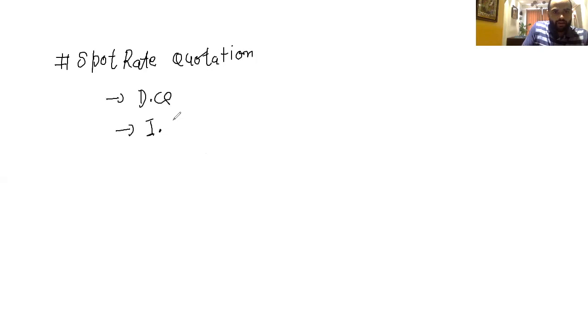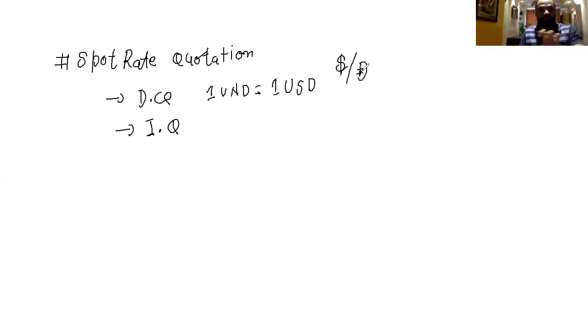and indirect quotations. Direct quotation means value of one Vietnam dong in one USD. This is called direct quotations. Value of one Vietnam dong in a USD. You can write like this if you want, dollar divided by Vietnam dong. This is the way to write these quotations, but we will have a look in the next part. Indirect quotation means one USD equals to one Vietnam dong. All right, so this is called indirect quotations.